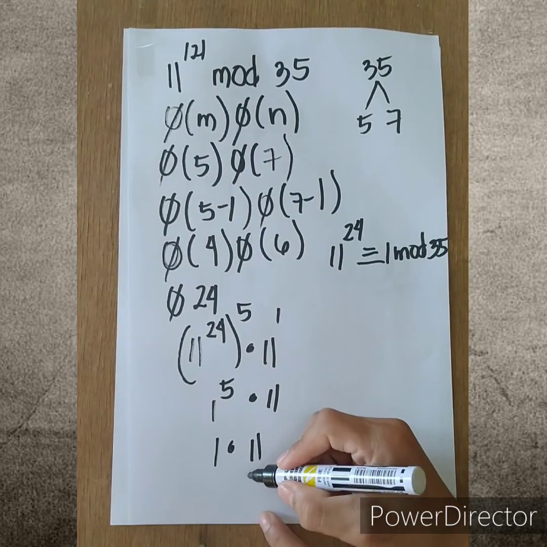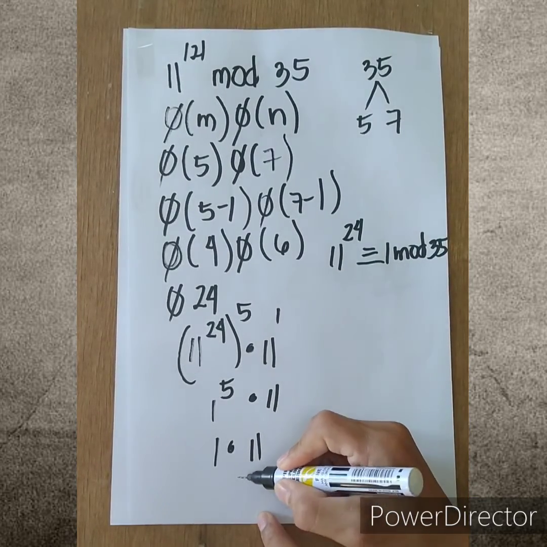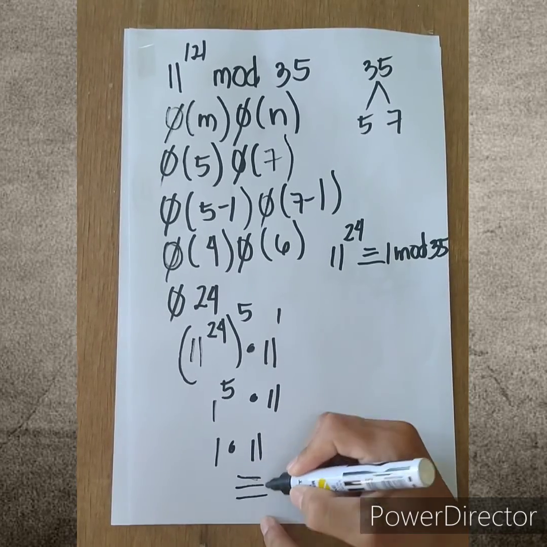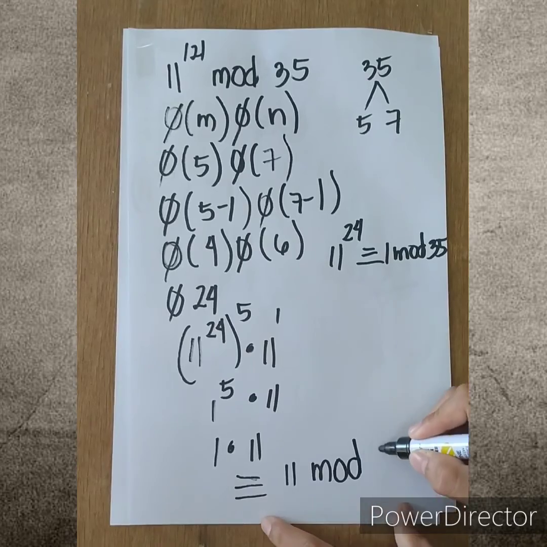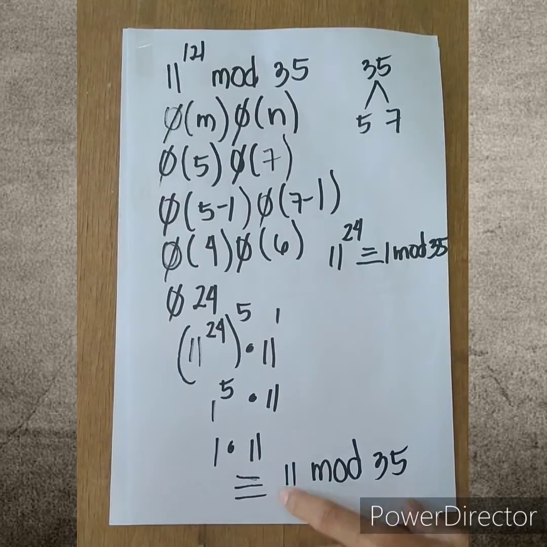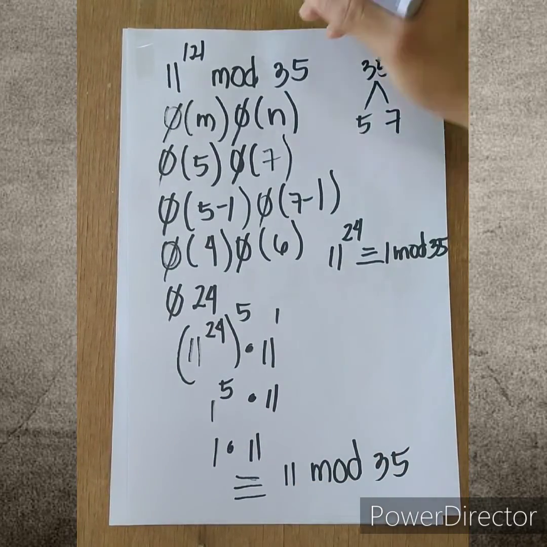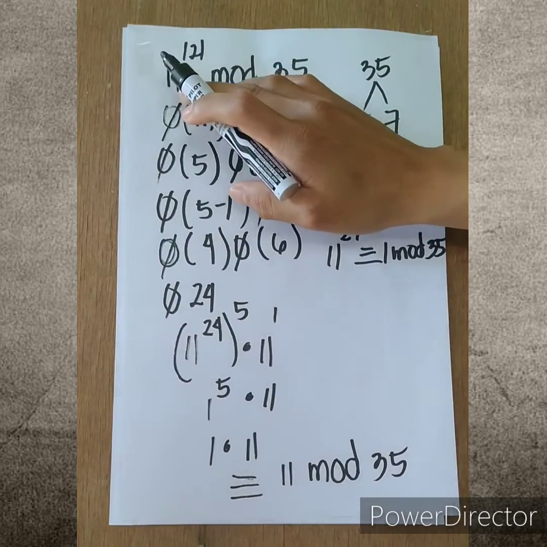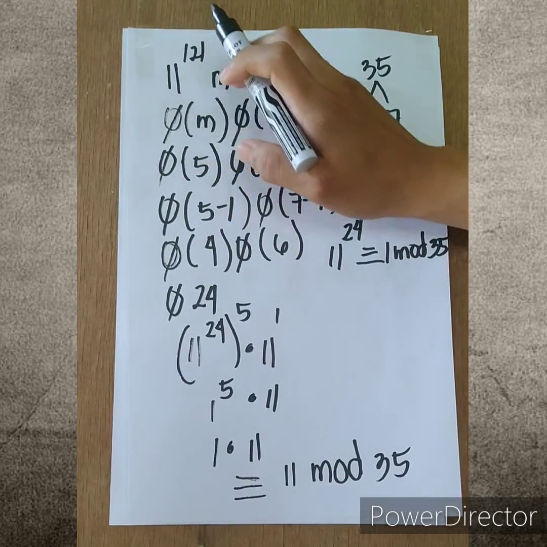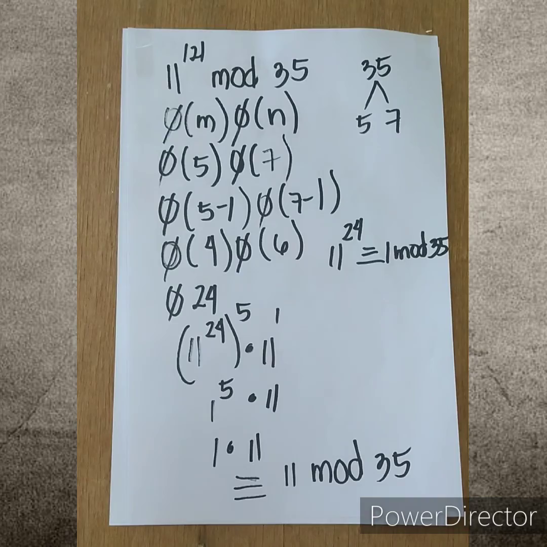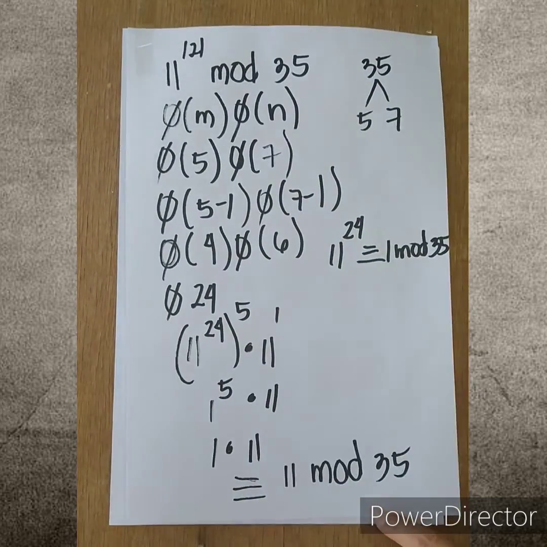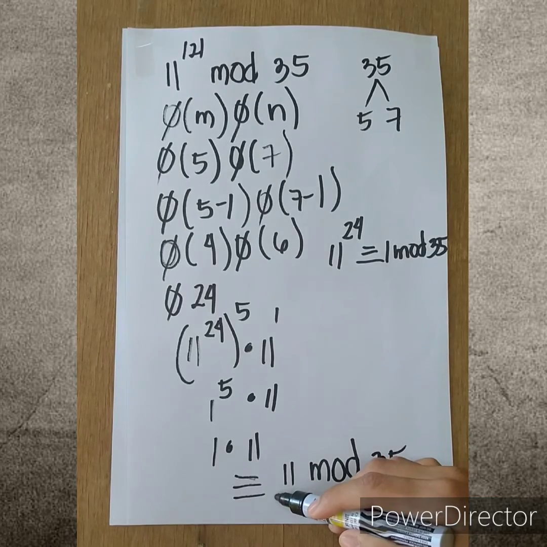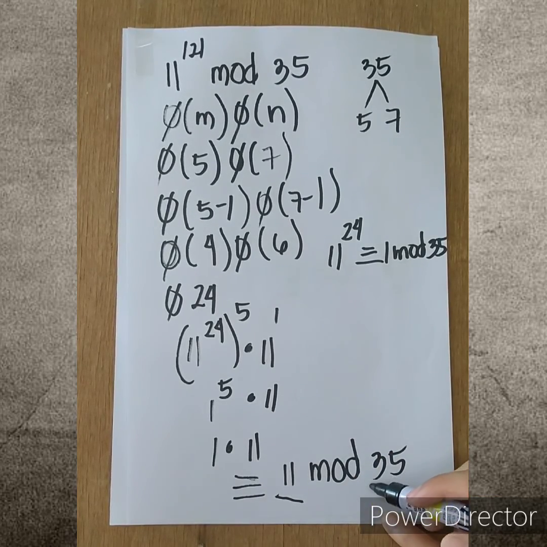So meaning 11 mod 35. When you divide 11 raised to 121 by 35, you will get the remainder of 11. So 11 is the remainder and 35 is the divisor.